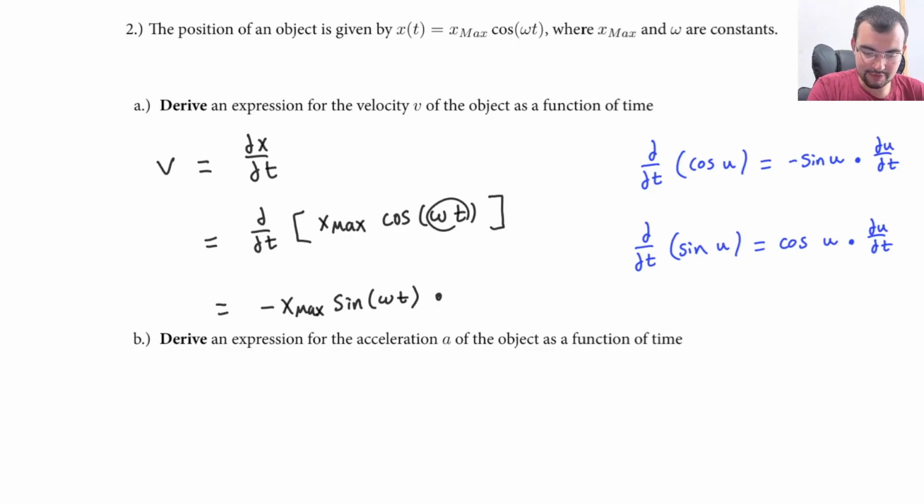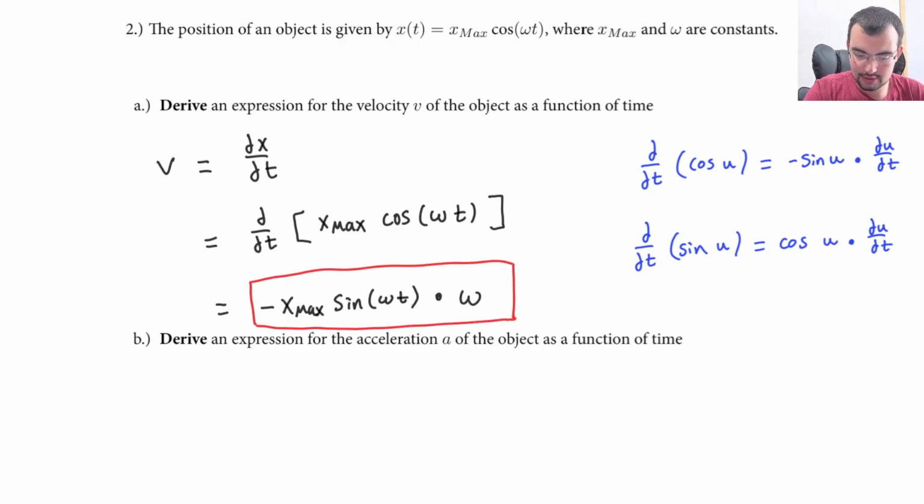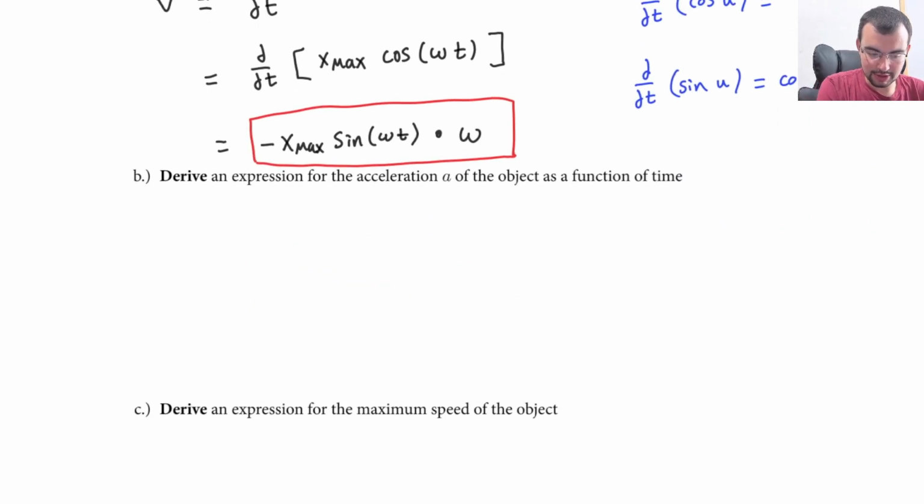So what is the derivative of omega t with respect to t? Well, that would just be a line with slope omega. So we call this the chain rule factor whenever you have to multiply by the derivative of the inside. So what is the acceleration? Well, the acceleration, let's do it again.